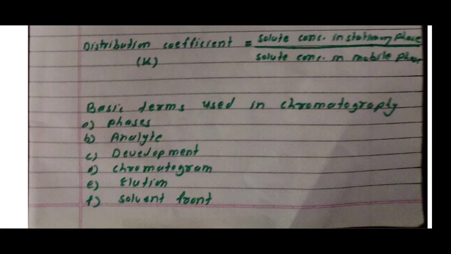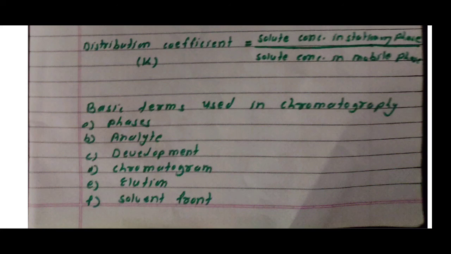The next basic term is the elution. Elution means collection of separated components by washing the stationary phase with a suitable solvent called the eluent. This elution is carried out in case of column chromatography. And the last term is the solvent front. Here solvent front is the boundary up to which the mobile phase has moved on the stationary phase. Means the boundary of the mobile phase is called the solvent front.